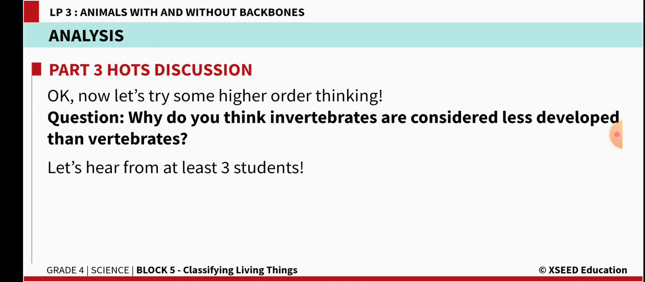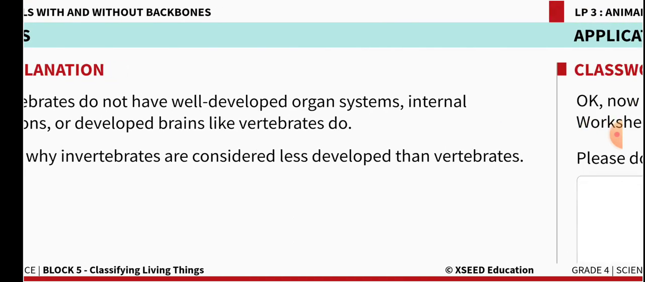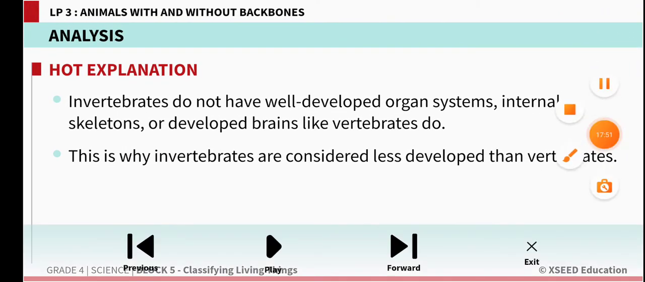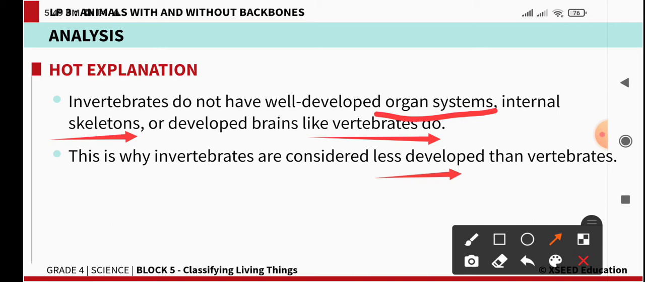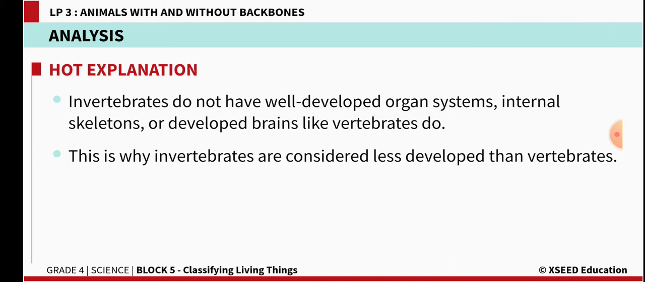Why do you think invertebrates are considered less developed than vertebrates? Because invertebrates do not have a well developed organ system, the internal skeleton is not there for them, and they do not have a well developed brain like vertebrates. This is why invertebrates are considered less developed. Their development is not as good as vertebrates, that's why they are considered less developed than the vertebrates.